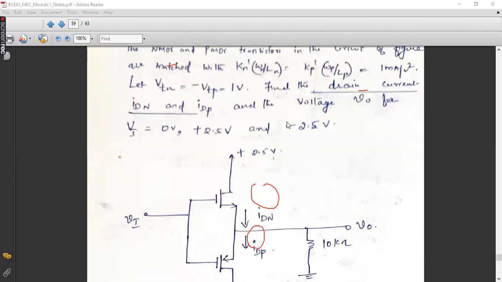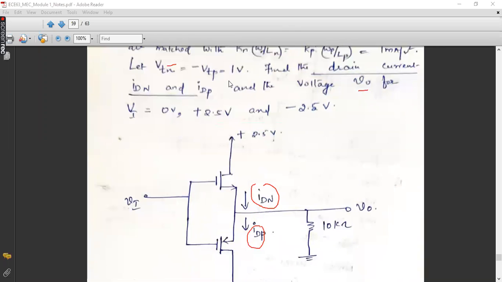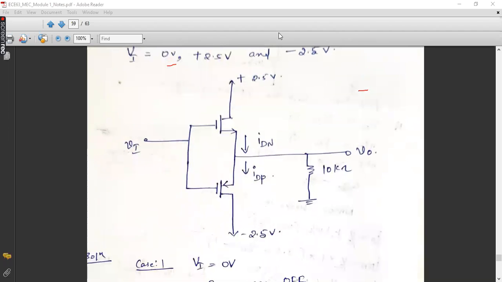Yes, sir. Now coming to the circuit diagram, you can identify by seeing the arrow mark in the transistor which is NMOS and which is PMOS. So the top one is your NMOS and the bottom one is PMOS. And also we have a positive supply voltage at the drain terminal of NMOS and negative power supply minus 2.5 at the drain of PMOS.